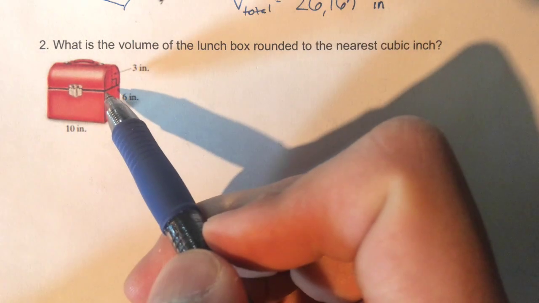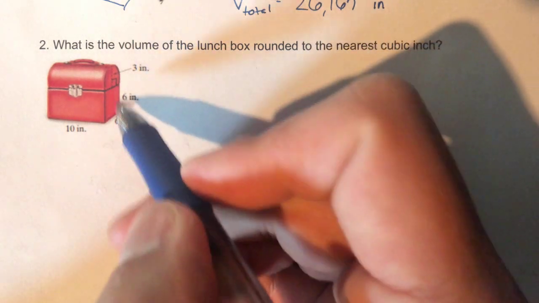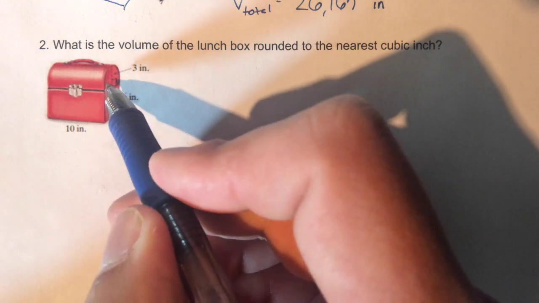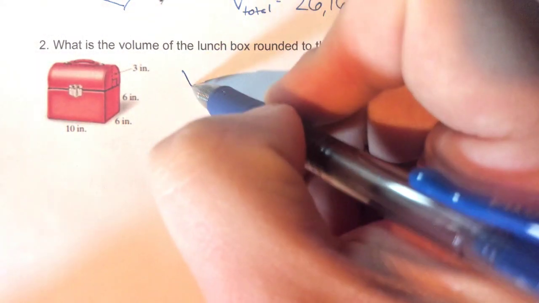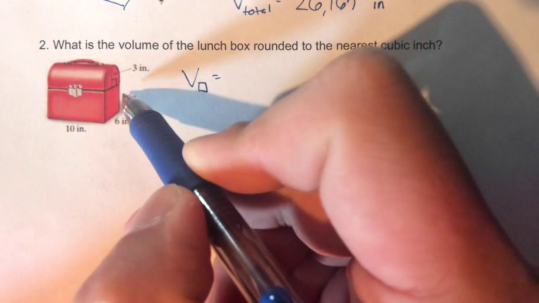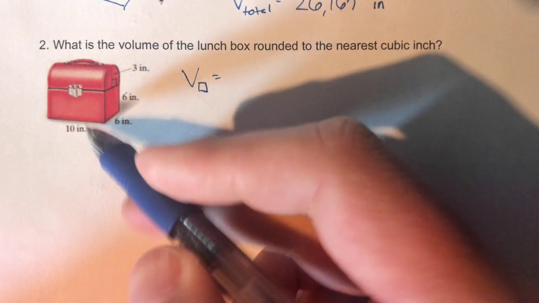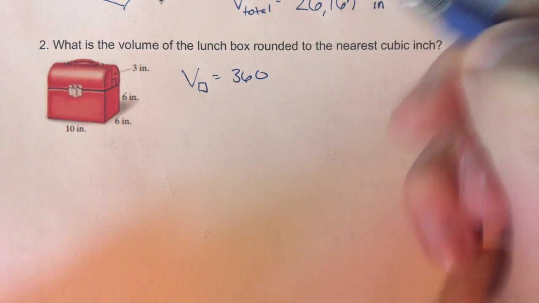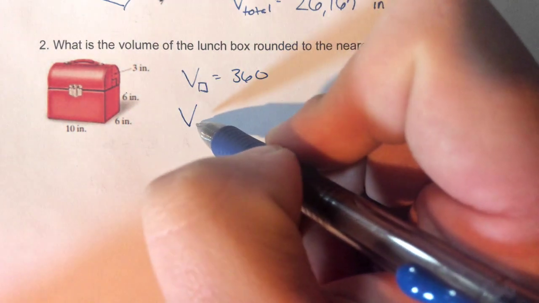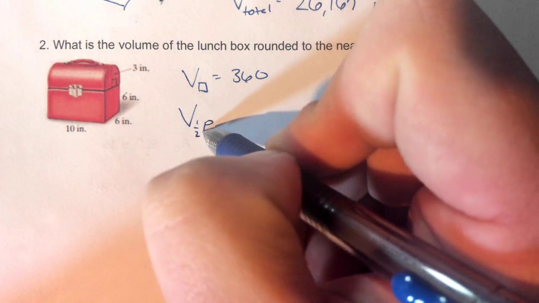If you want to pause it here and try that lunchbox, that'd be great. But otherwise, here we go. Again, I've got a rectangular prism on bottom and a half cylinder on top. So the volume of the rectangle, very easy. Length times width times height, 36 times 10 is 360. That one's simple. The volume of the half cylinder.